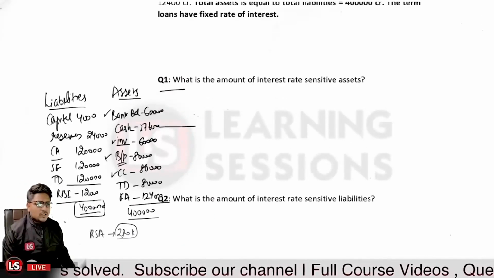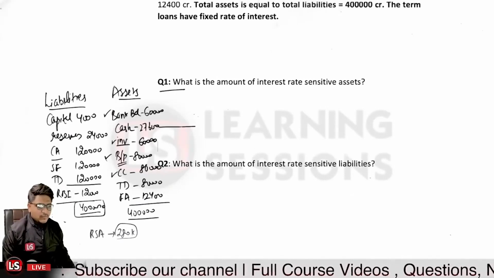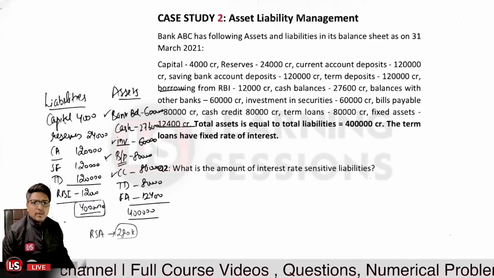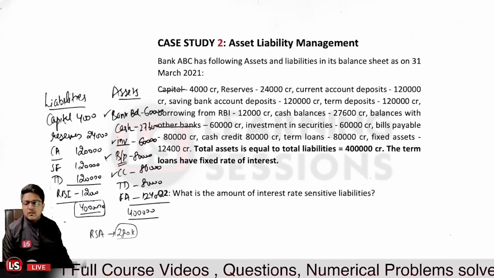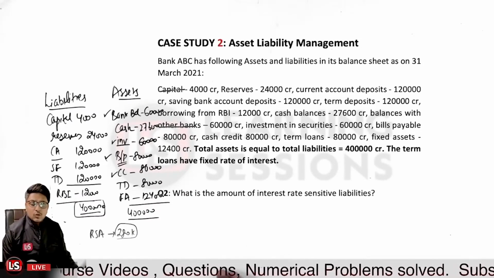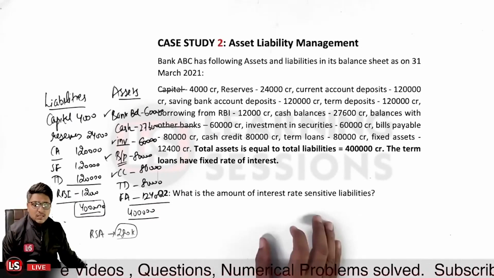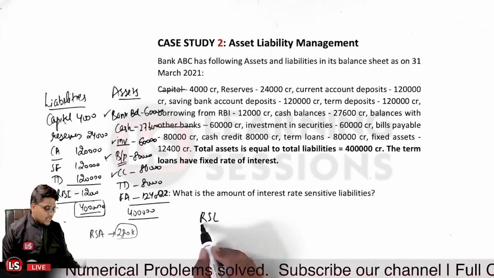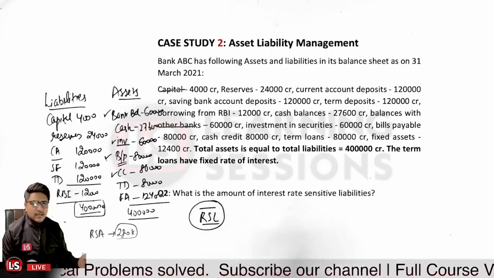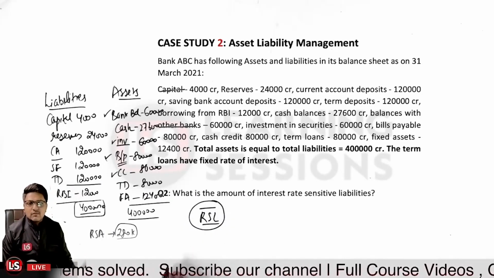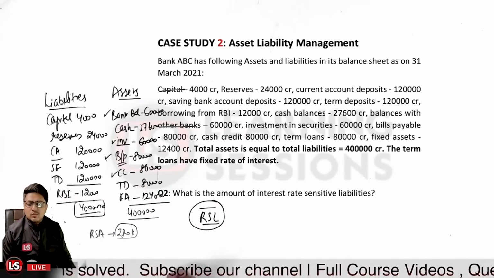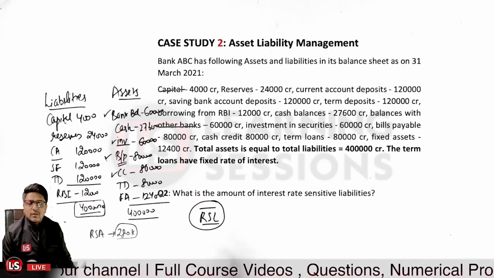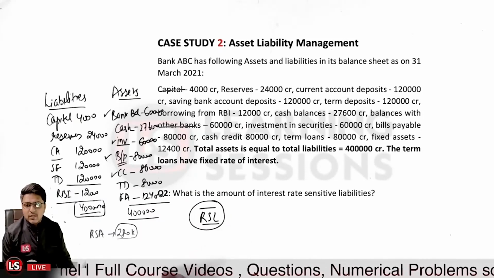Okay, the next question, question number 2 over here, is related to the amount of the interest rate sensitive liabilities. So over here we need to find out the total liabilities which are affected by the rate of interest. We are to calculate RSL, that is risk sensitive liabilities. Risk sensitive liabilities would be those liabilities whose value will be altered if there is interest rate volatility or interest rate change.